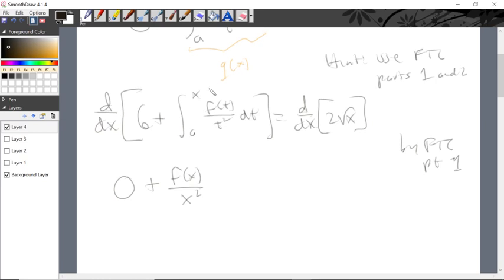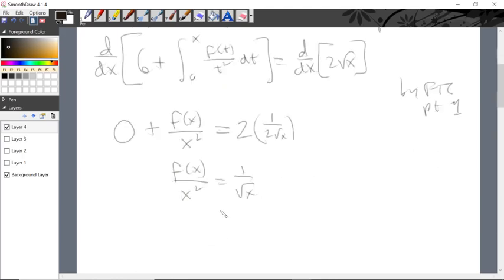We plug the upper bound into the entire integrand, which means everywhere where we saw the integration variable t. So that's the derivative of the left-hand side. On the right-hand side, we need the derivative of 2 root x. Well, that's 2 times 1 over 2 root x. So simplifying, we have f of x over x squared is equal to, the 2's cancel each other out here, 1 over root x.